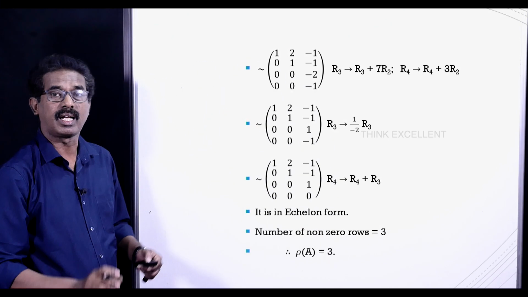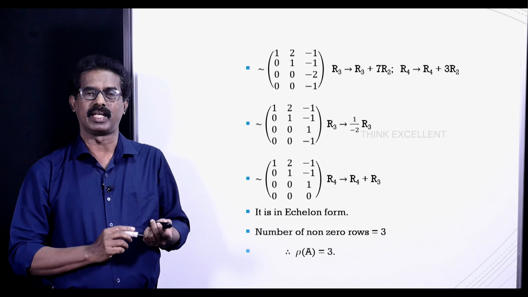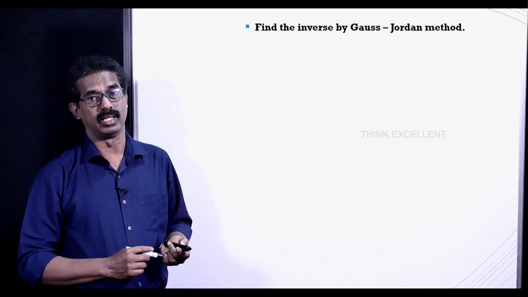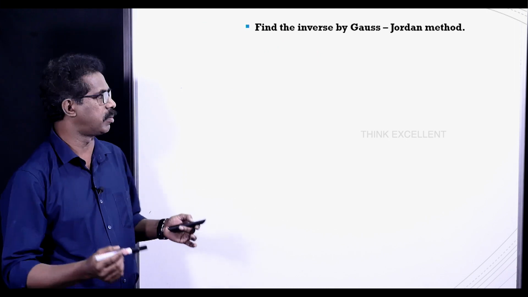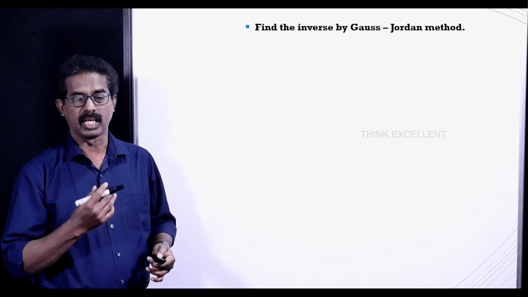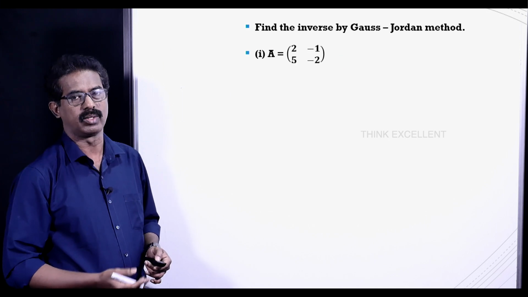Okay, if we are thorough with this one, then the next will be very, very easy. Next, what I said, how to find the inverse using the Gauss-Jordan method. There also we are going to do the same thing. We reduce it into echelon form. Look at this sum, very simple.